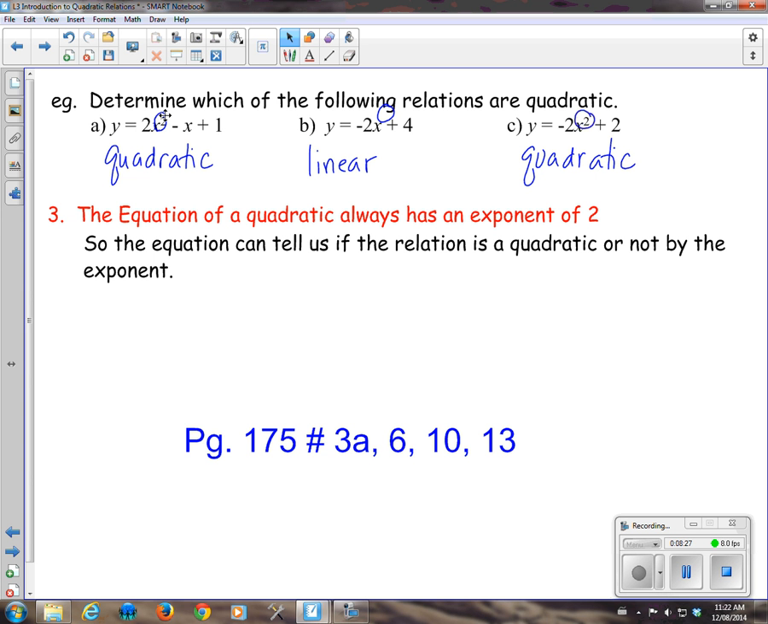So that's it. 3 ways to tell whether you have a quadratic relation or a linear relation. Look at the graphs, look at the first and second differences, and look at the equations. So you can stop now, do the rest of page 175. If you didn't do the other questions as we worked through the video, you need to go back to the beginning and do all the questions on page 175.